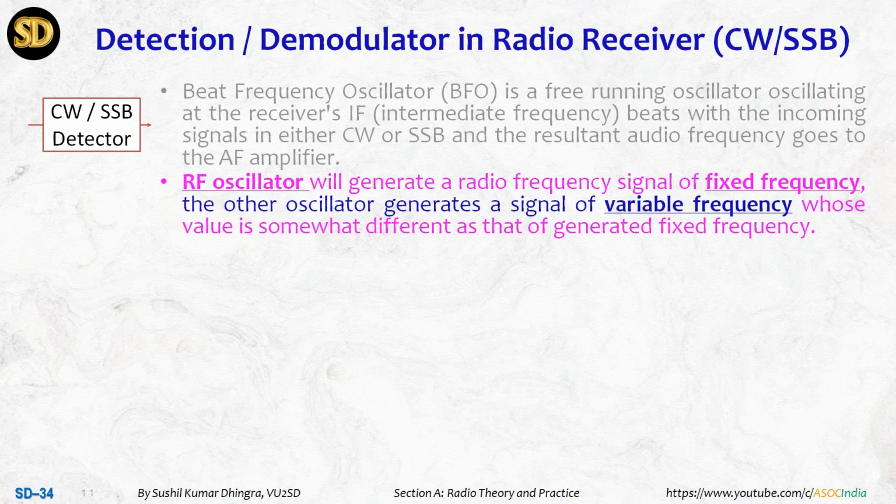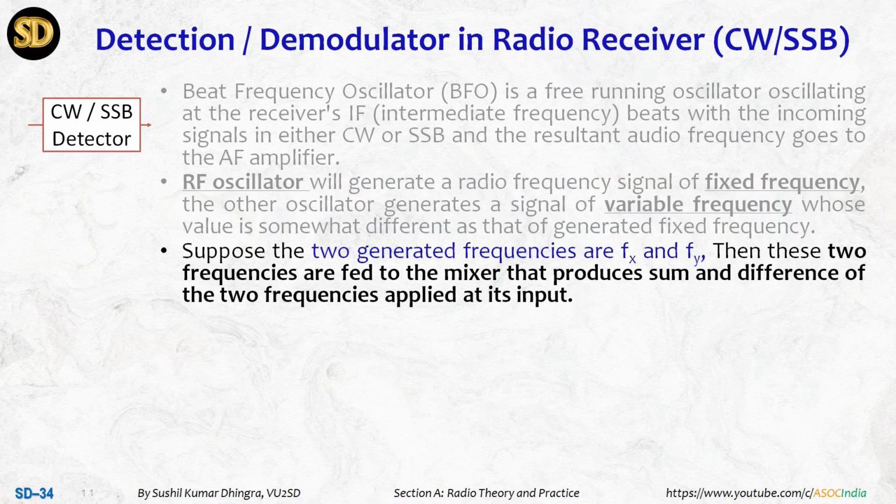The RF oscillator generates a radio frequency signal of fixed frequency. The other oscillator generates a variable frequency, and this value is somewhat different from the fixed frequency. Means if we want to listen to a 700 hertz, 600 hertz or 750 hertz audio tone, this will be the output of the difference of two frequencies. Which two frequencies? One is the IF frequency coming in as RF, and one is generated by our oscillator, the BFO, and the difference is the audio tone. And these two generated frequencies, fx and fy, go to the mixer.